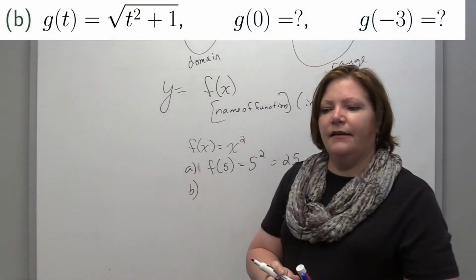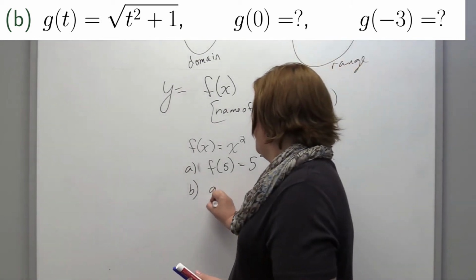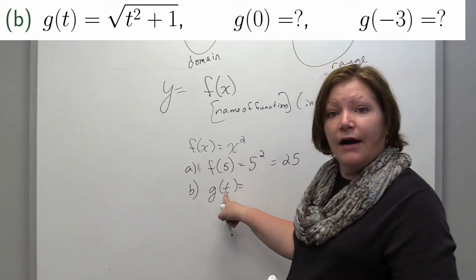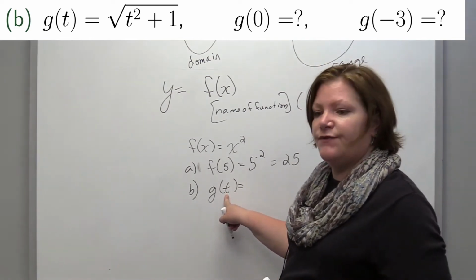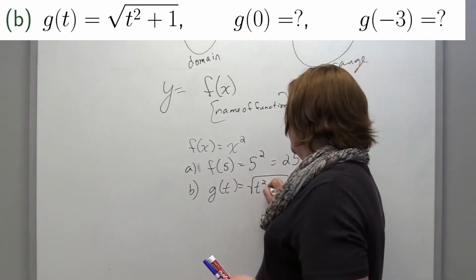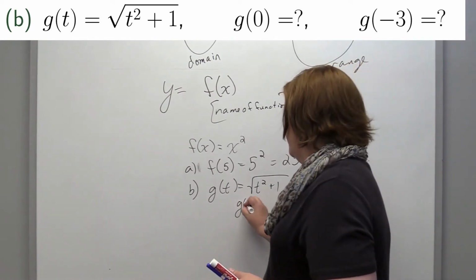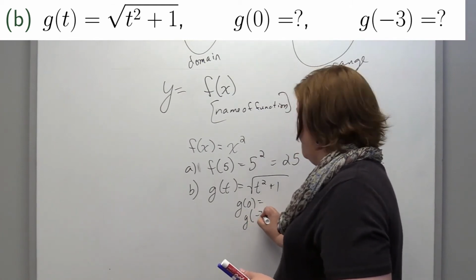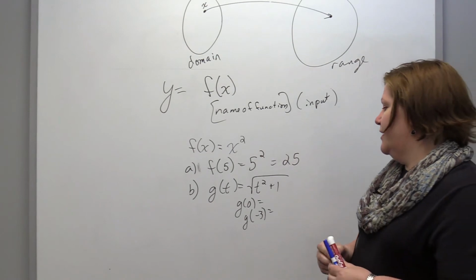For part B, we are given g of t. So just using a different input now. t is a very common input variable. A lot of times t stands for time. We're given g of t equals the square root of t squared plus 1. And we're first asked what g of 0 is.